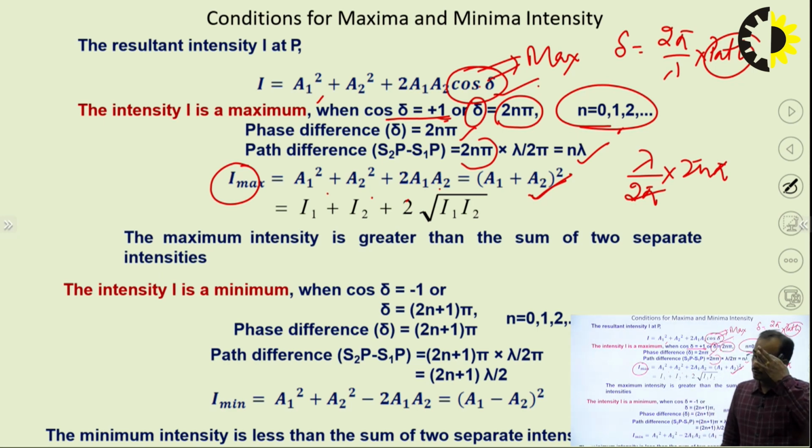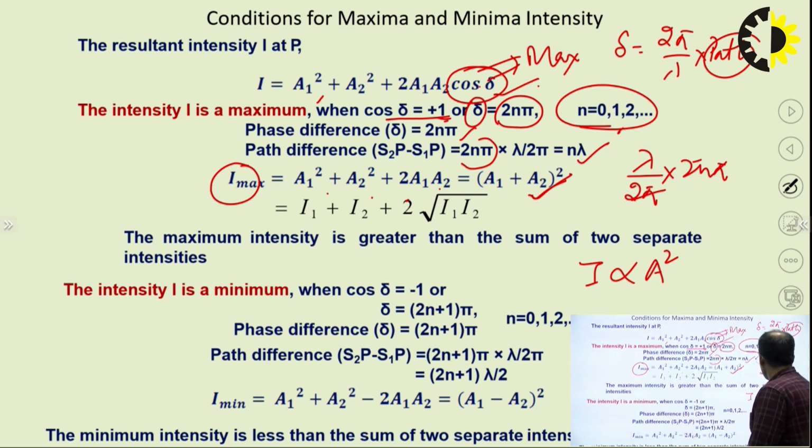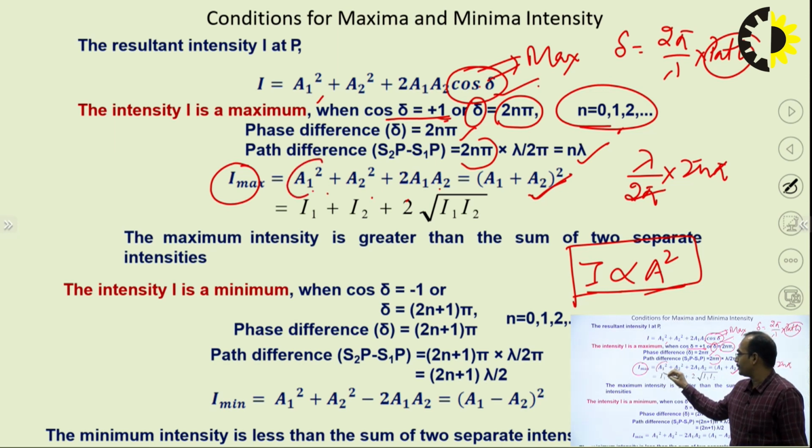Now I have already told you that the intensity is directly proportional to the square of the amplitude. So I is directly proportional to A square. So we can write here I maximum, where this is the intensity of wave 1, this is the intensity of wave 2, and this will be equal to 2 under root I1 into I2. So I maximum is equal to I1 plus I2 plus 2 under root I1 I2.